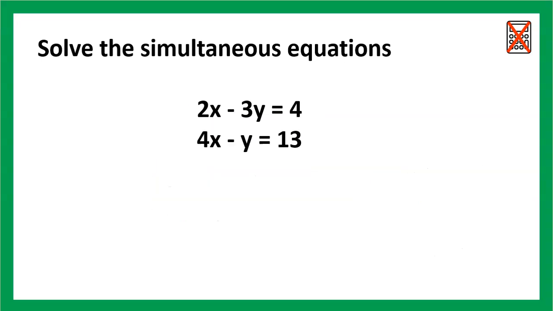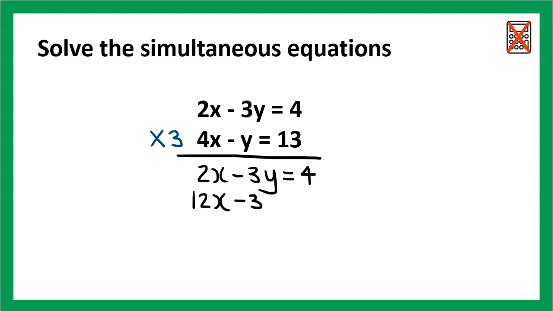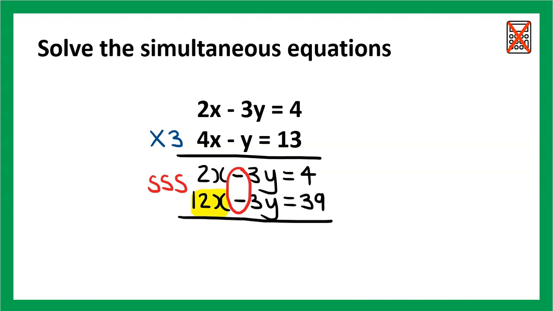The advanced question is one of the trickiest questions that we're going to find on this topic. We can multiply the second equation by 3 to get 12x minus 3y is equal to 39. We can see that again, the signs are the same, so this time we'll use same signs subtract. This time the equation at the bottom has numbers that are larger, so I'm going to start with 12x and take away 2x, which is 10x.